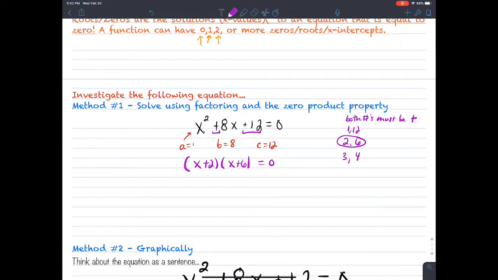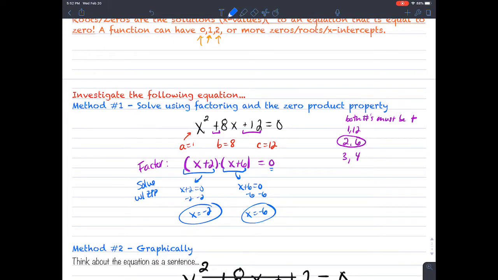So then from here, I can use the zero product property. After I factor, I'll label that step as we factored it. Our next step is to solve with the zero product property, which I'm abbreviating ZPP. What that means is, if two things are being multiplied together and they equal 0, one of these things must have been 0. So either x plus 2 worked out to be 0 or x plus 6, in which case the answers are -2 and the other answer, excuse me, is -6.